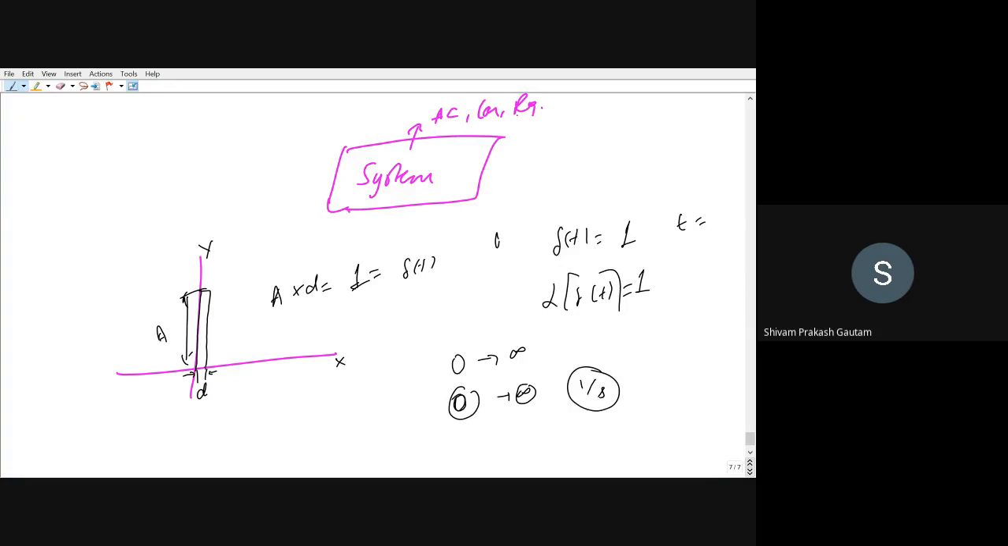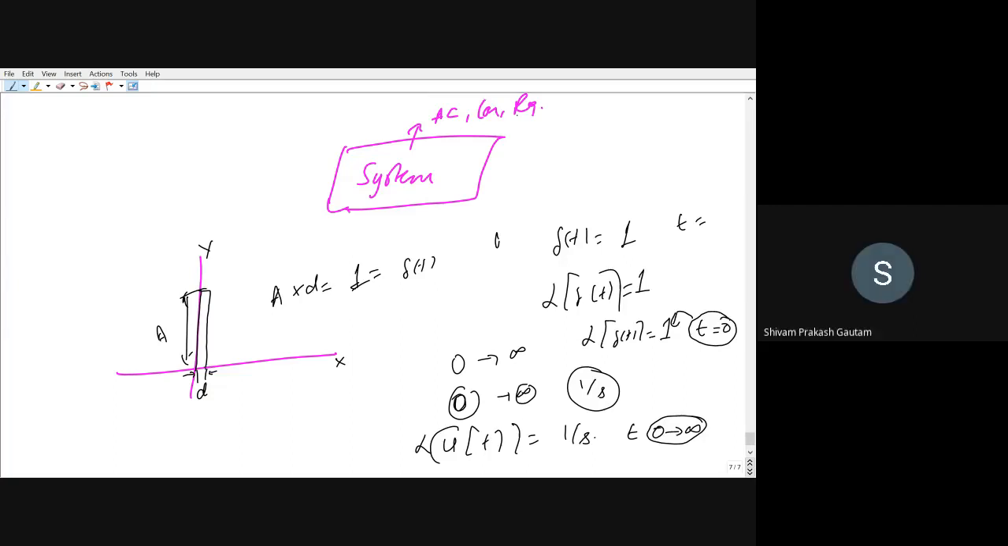Okay, sir. We have seen that the Laplace transform of u of t is equal to how much? 1 by s. And here t is tending from where to where? 0 to infinite. Yes, but sir, here the Laplace transform of delta t is equal to 1. But t is equal to 0. So at t is equal to 0 only, it is equal to 1. Right?